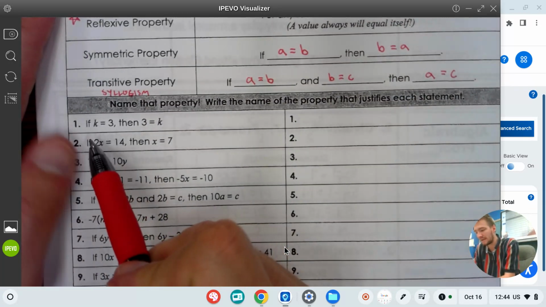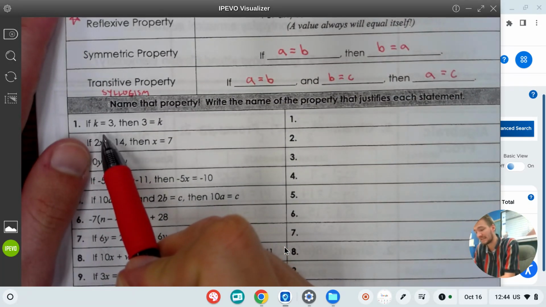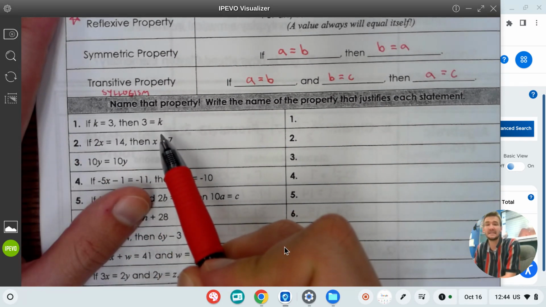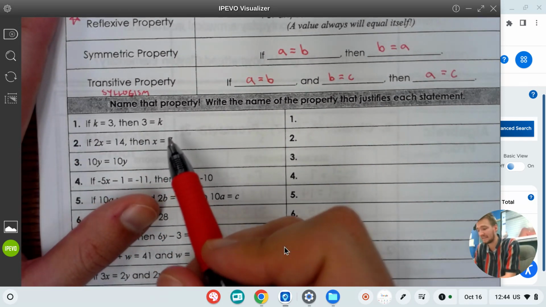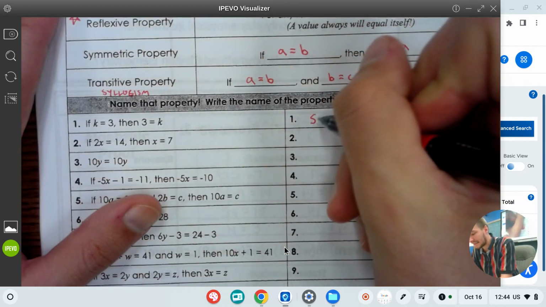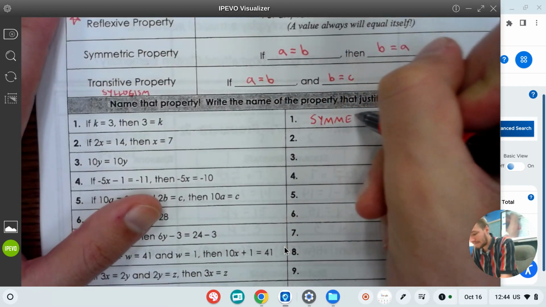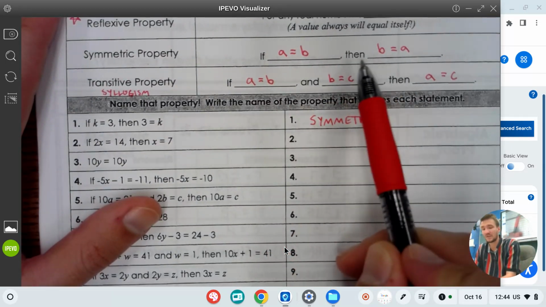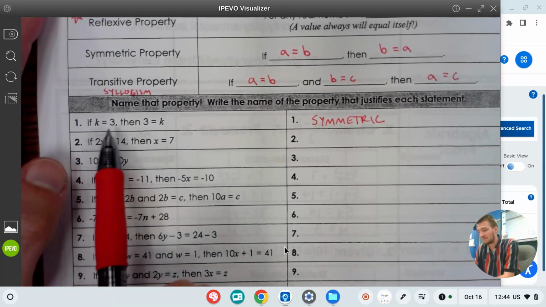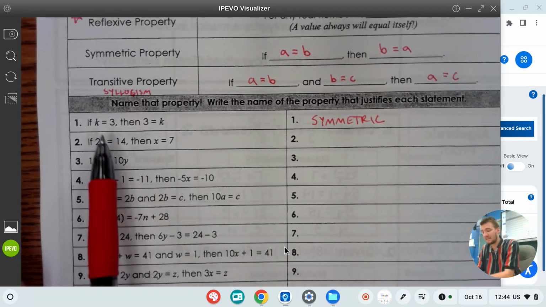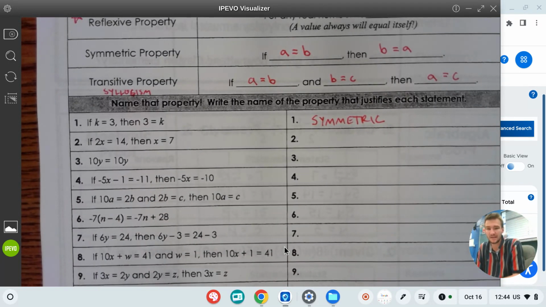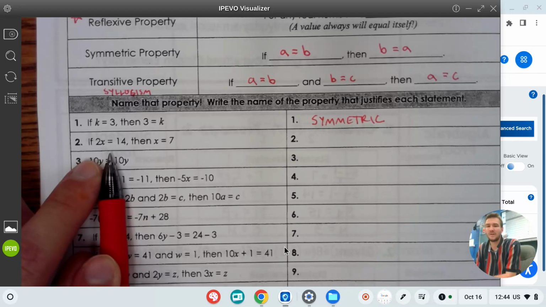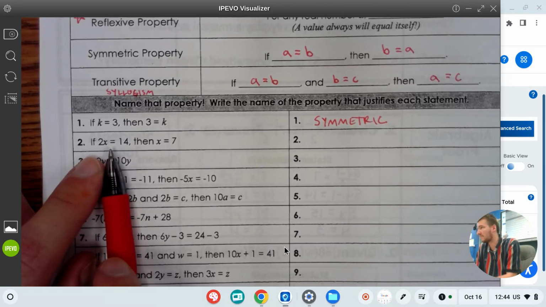So for number 1, I see that k equals 3 is the start and 3 equals k is the end. Anybody got any ideas? It looks to me like the symmetric property. Symmetric property is literally how we're allowed to switch things over the equal sign. Because the difference between the if and the then statement is that they're just switched over the equal sign, it should be kind of straightforward.